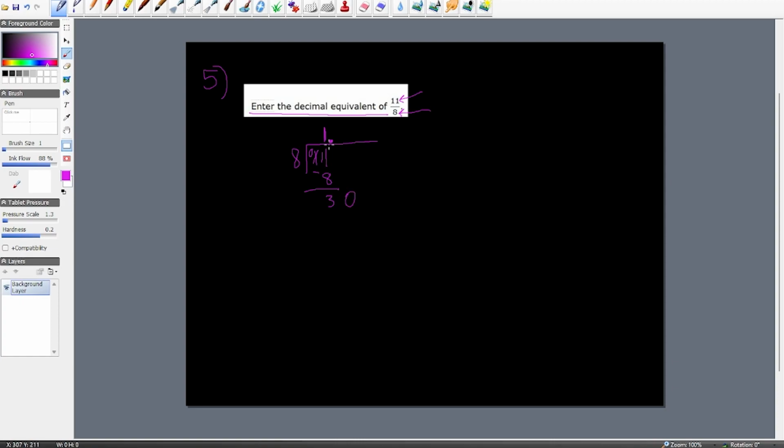And notice I'm being very mindful of how my numbers are lining up. So now we're after the decimal. We're going to be moving into the decimal world here. 8 goes into 30 3 times, because 3 times 8 is 24. Subtract.